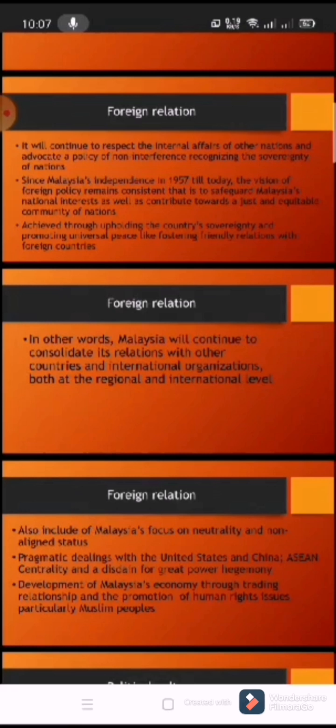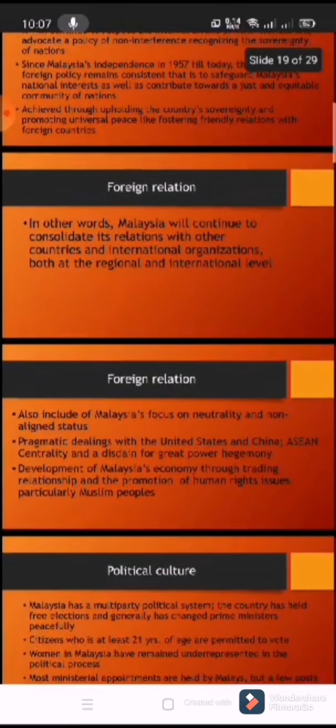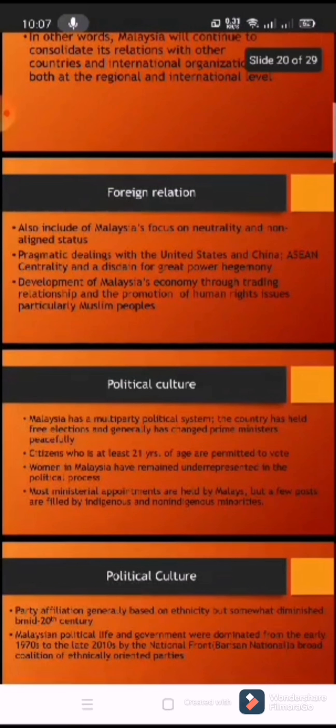This is achieved through upholding the country's sovereignty and promoting universal peace, like fostering friendly relations with foreign countries. In other words, Malaysia will continue to consolidate its relations with other countries and international organizations, both at the regional and international level. It also includes Malaysia's focus on neutrality and non-aligned status, pragmatic dealings with the United States and China, ASEAN centrality, and a disdain for great power hegemony, development of Malaysia's economy through trading relationships, and promotion of human rights issues, particularly of Muslim peoples.